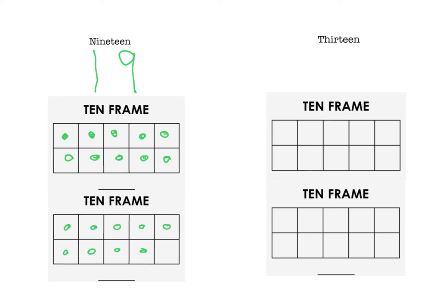This represents 19. In the number 13, we know that 13 has 1 10 and 3 ones. So in my 10 frame, I know I'm going to have one full 10 frame since we have 1 10, and I'm going to have 3 ones left over. This represents 13.